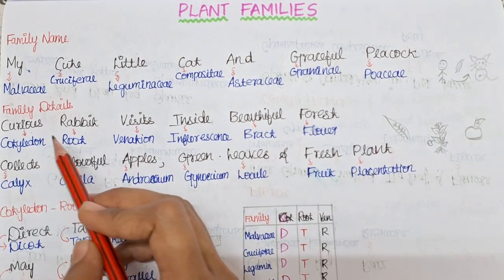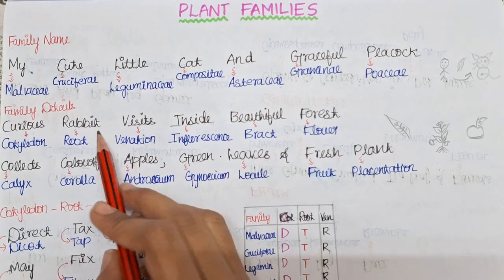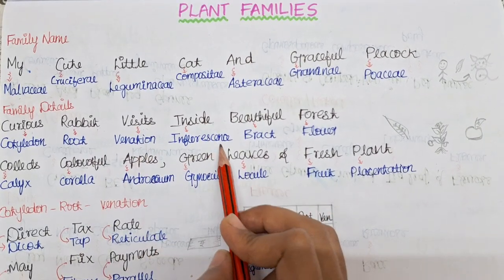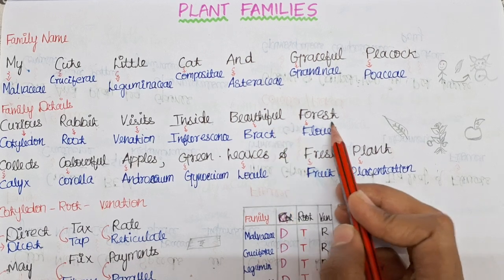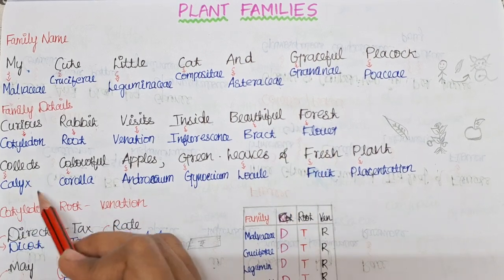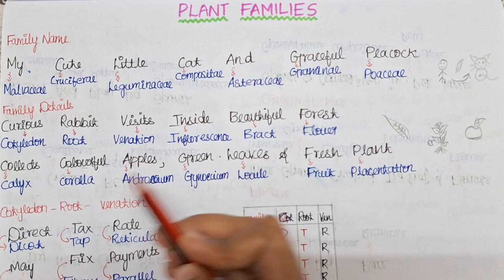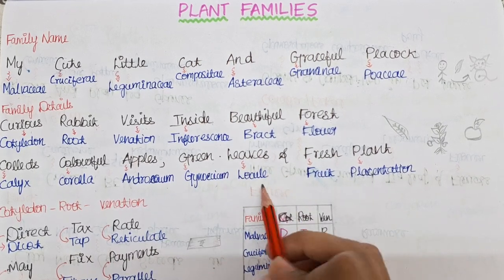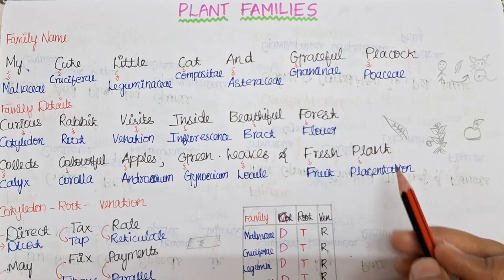Curious is for cotyledon, like monocot or dicot. In the same way, rabbit is for root, visits is for venation, inside is for inflorescence, beautiful is for bract, forest is for flower, collects is for calyx, colorful is for corolla, apples is for androecium, green is for gynoecium, leaves is for locule, fresh is for fruit, plant is for placentation.